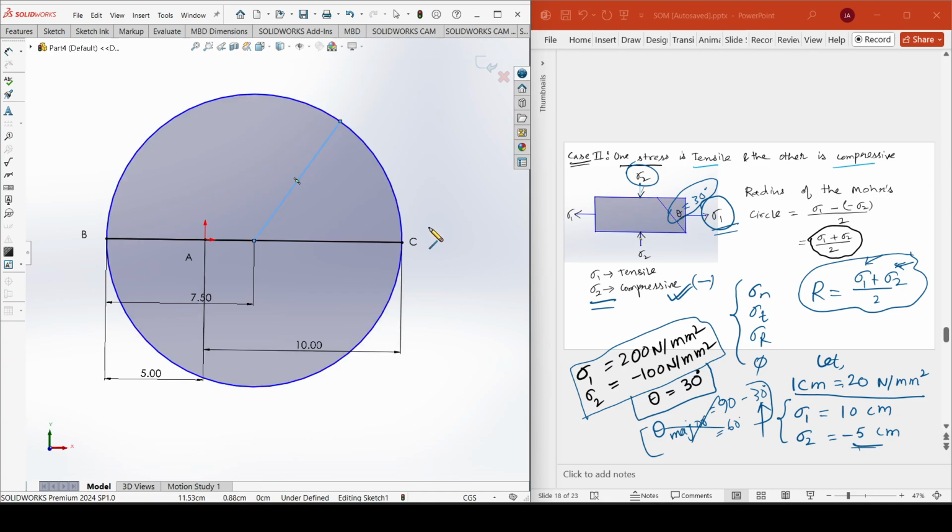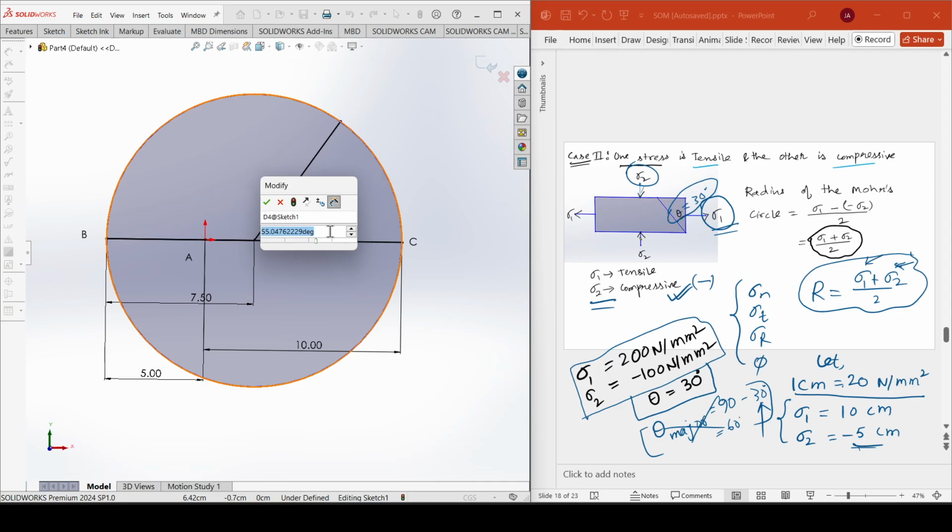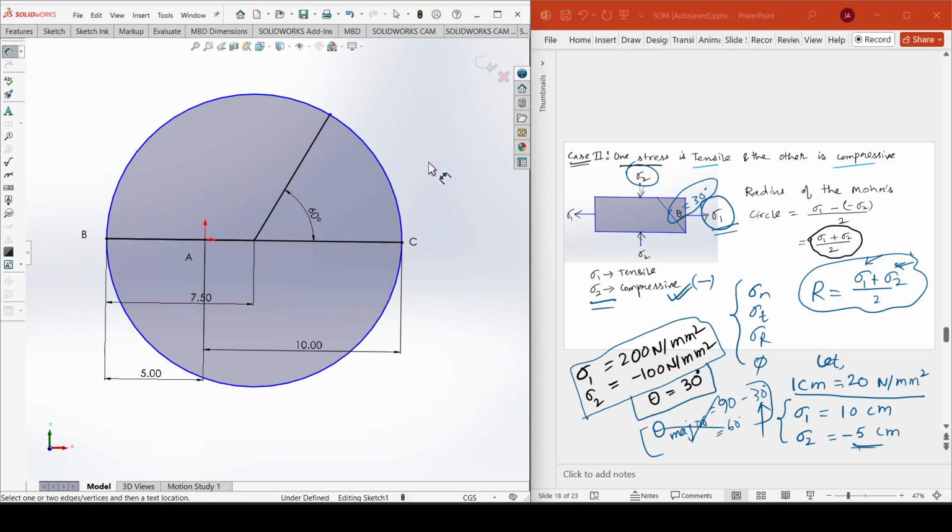Don't directly mark it. At first measure the angle. What is going to be your angle? You need to recall it. You need to recall, if it is given theta, then the angle is going to be 2 theta. So how you are going to represent that? So okay, so this angle is going to be 60 because your given angle with the minor stress axis is 30. So this is definitely going to be 60. Okay, so I have given the angle 60.